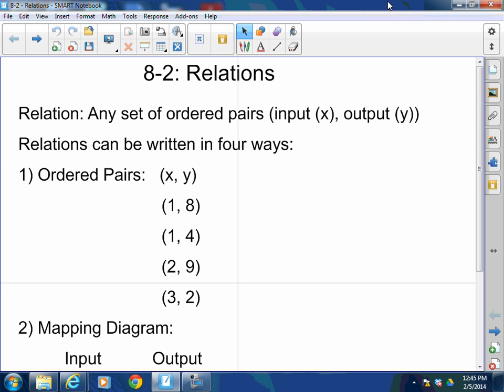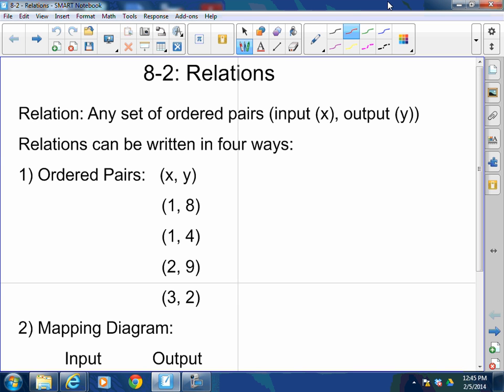Now, you guys may be thinking, wait, but when we talk about functions, yes. But remember, a function is a relation where there's only one y value for any given x. We're going to talk about functions either later today or tomorrow for 8-3, okay? But today we're just going to deal with relations. And this is just any set of ordered pairs. So you can write a relation as ordered pairs.